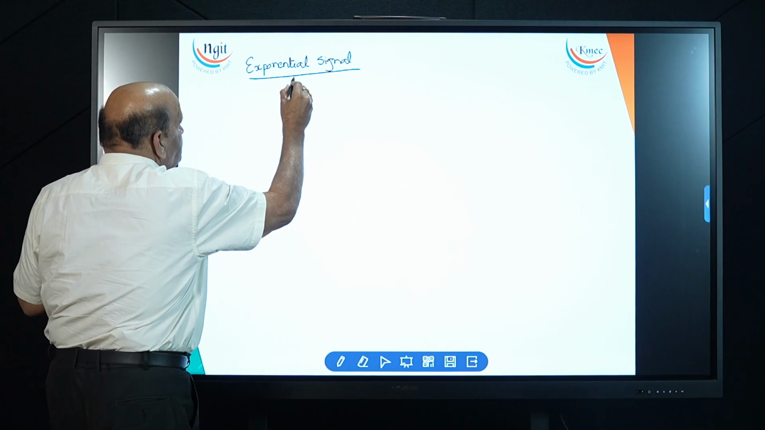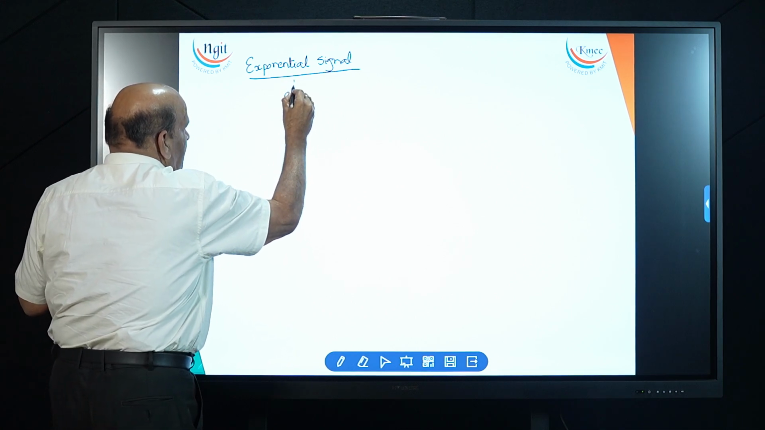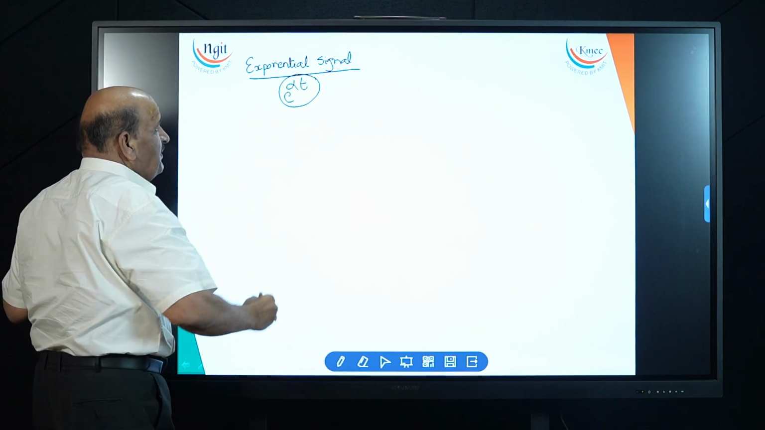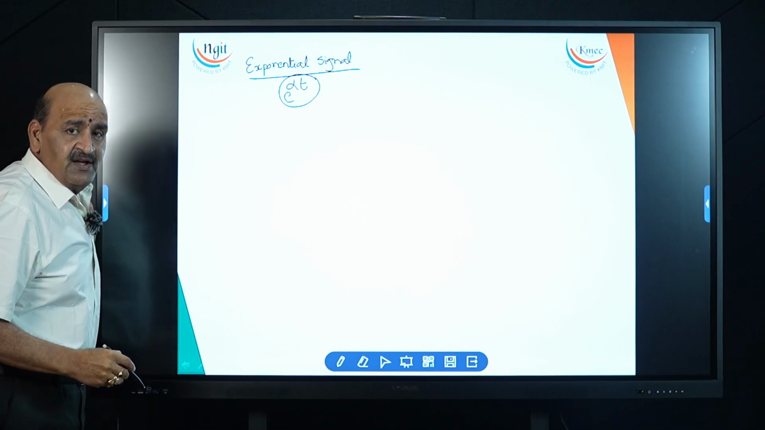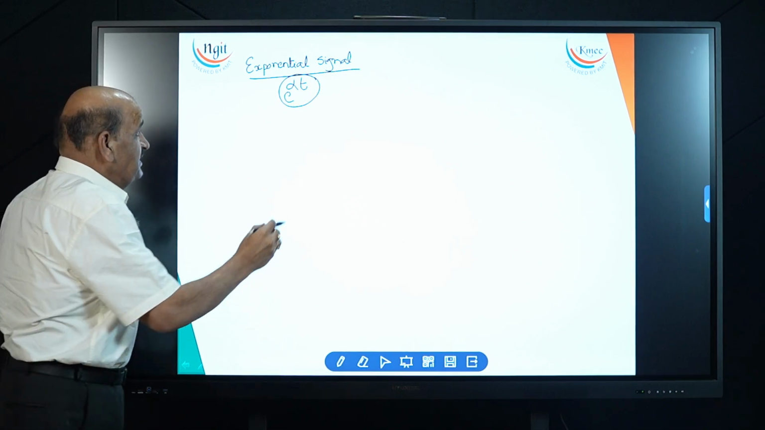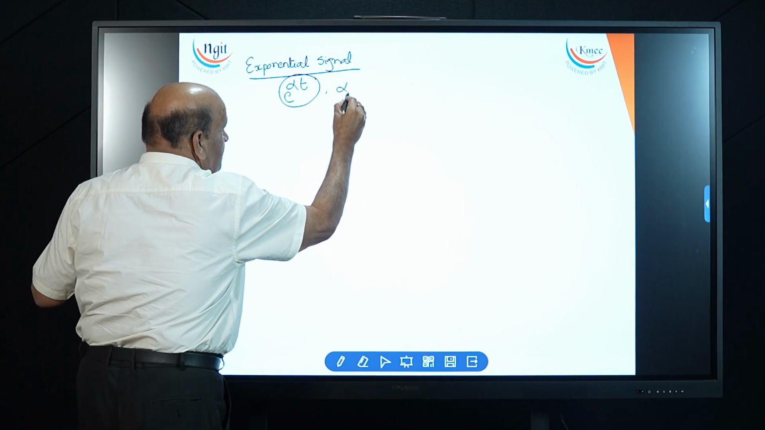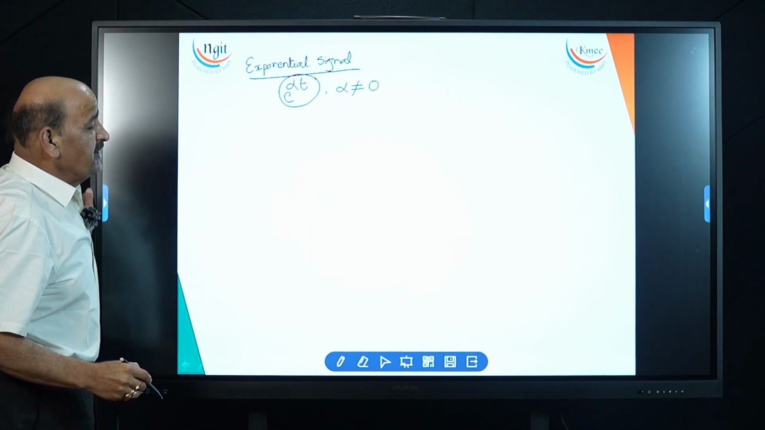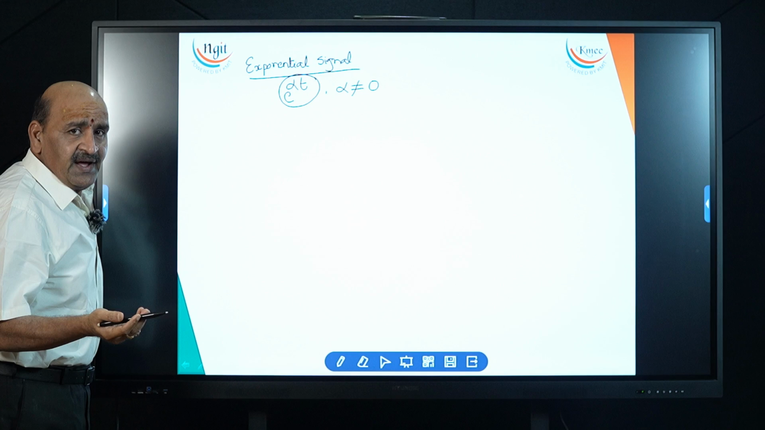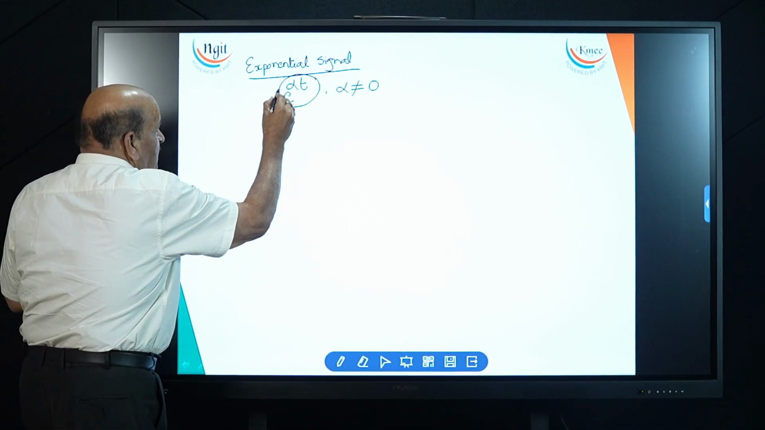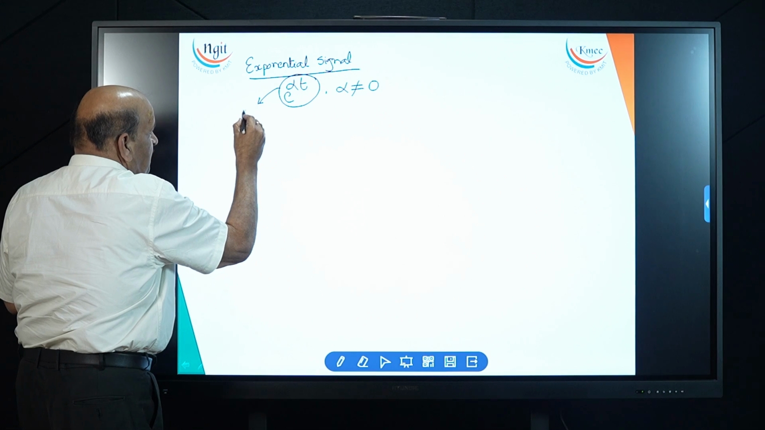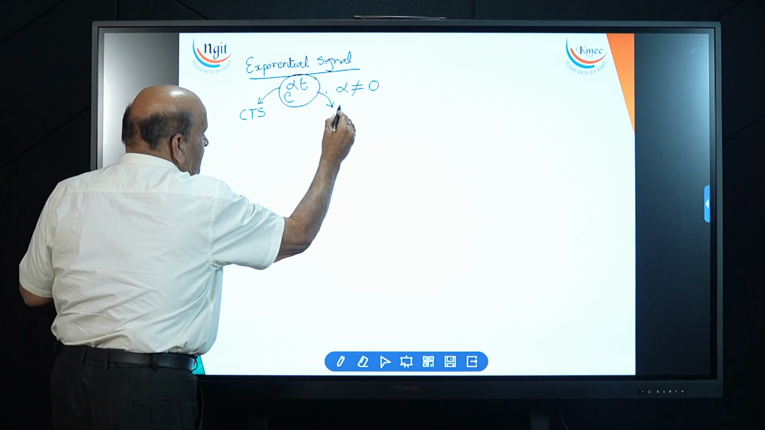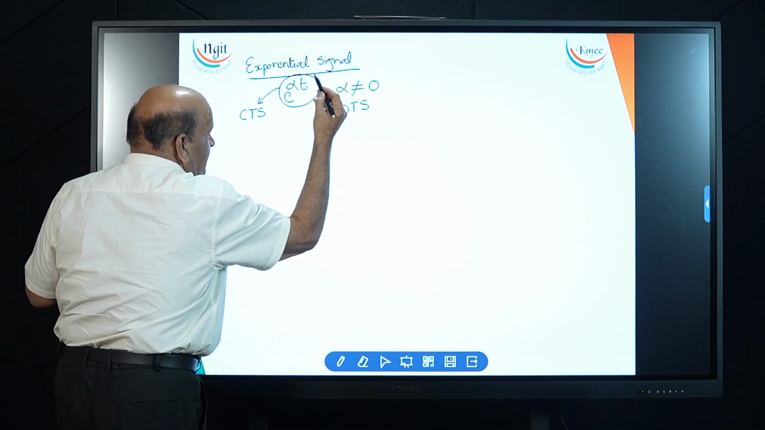Exponential signal. Here e power alpha t is exponential signal, where alpha is a constant but not equal to 0. That is very much important, not equal to 0. If it equals 0, what happens? We will discuss. Now, we have to discuss exponential signal with respect to continuous time signal, and exponential function with respect to discrete time signal as well.